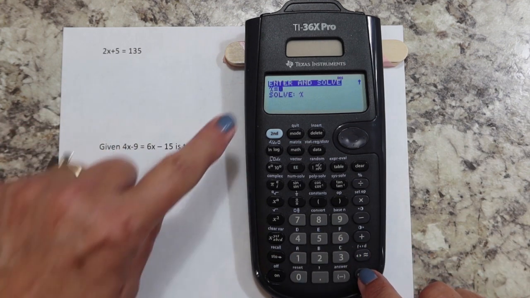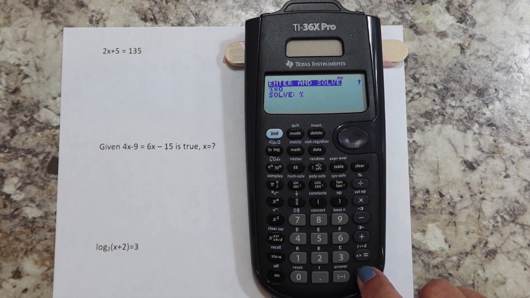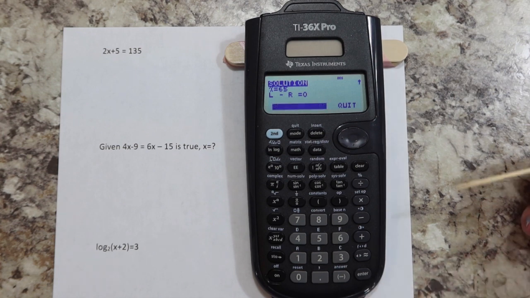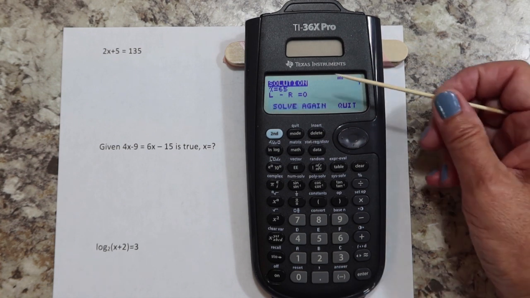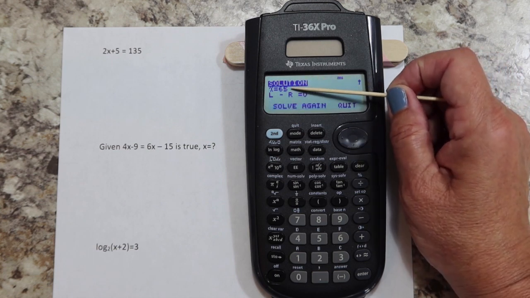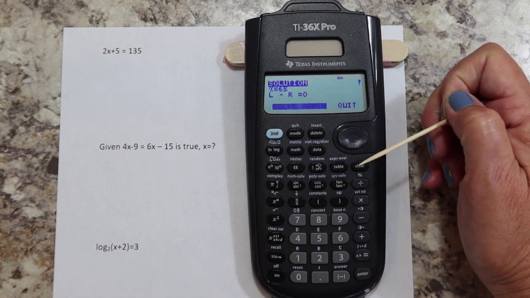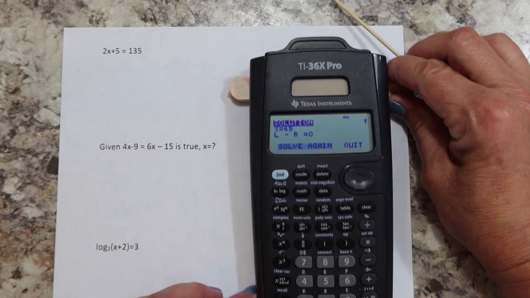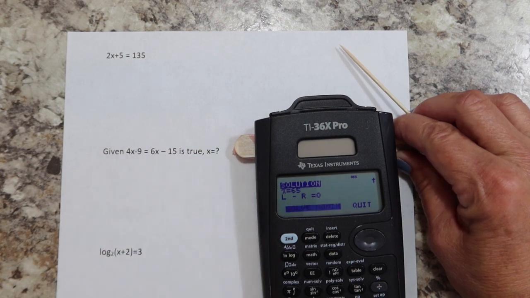Hit enter. Okay, right here, you're going to have to hit enter one more time and one more time. Okay, and sometimes, depending on the difficulty of the equation, it takes a second. All right, so right here, we see that x is equal to 65, the answer to your equation. Okay, so let's try one that's a little bit harder.